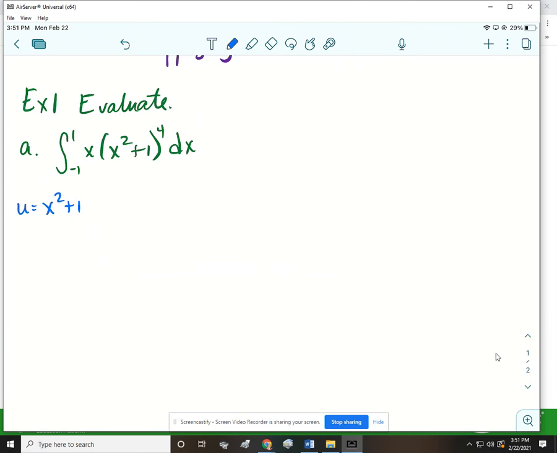Right? Then we'll find the derivative of that and solve it for du. Now we're ready to correct our integrand if we need to. So we need 2x dx. What we have is x dx. So what we'll do is we'll multiply by 2, and then outside the integral, we'll multiply by 1/2.